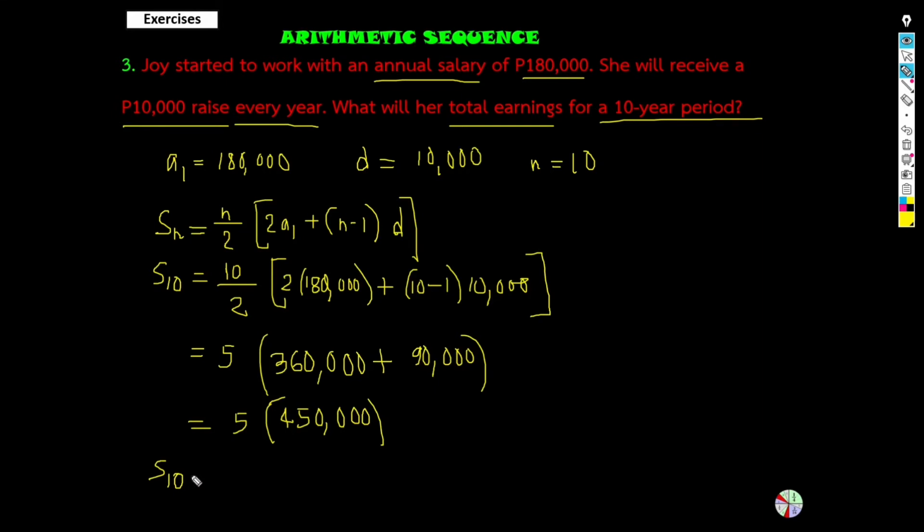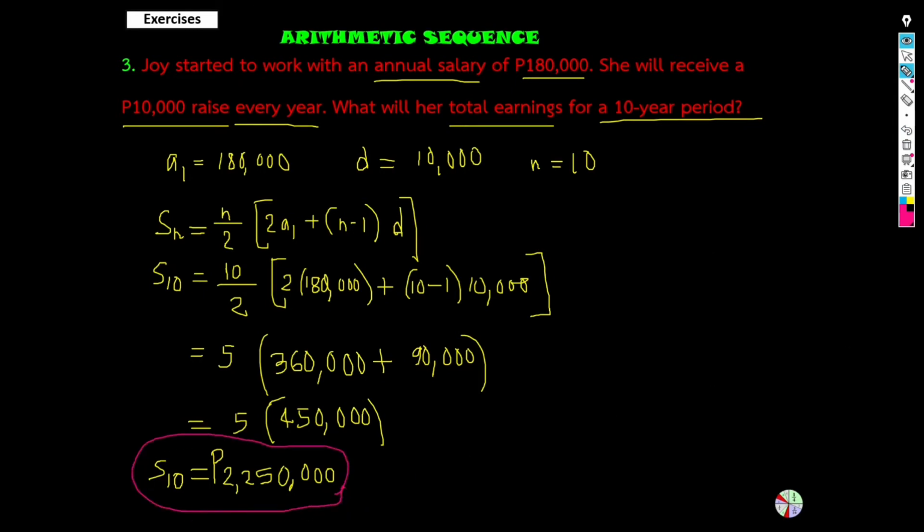Therefore, the answer for S sub 10, which is the total earnings for a 10-year period, is equal to 5 times 450,000, which is 2 million. Oh, big money. 2,250,000 pesos. This is the total earnings for a 10-year period.